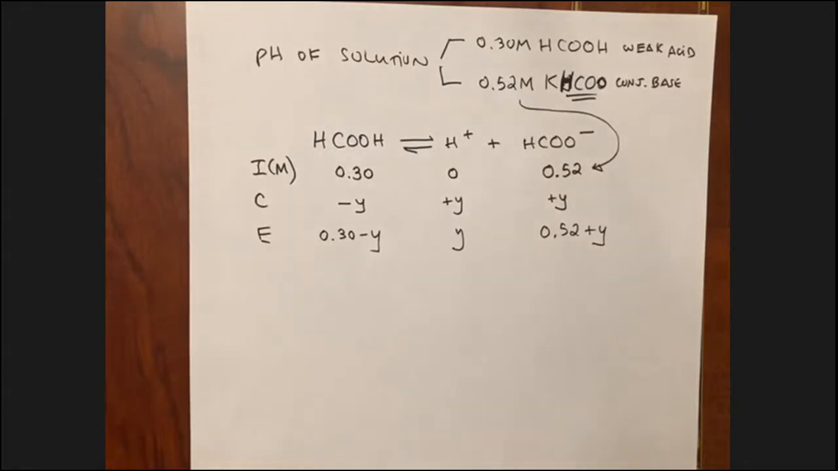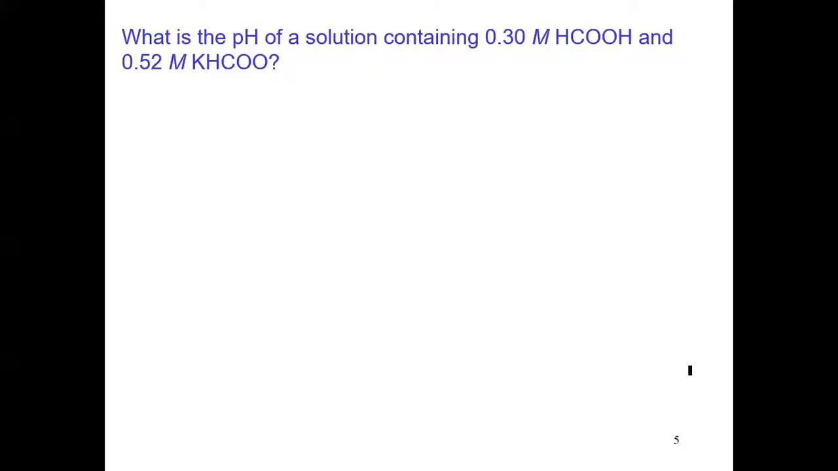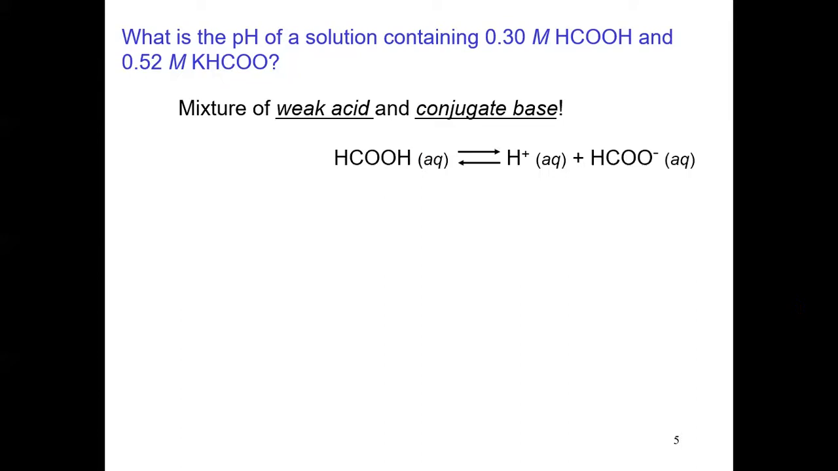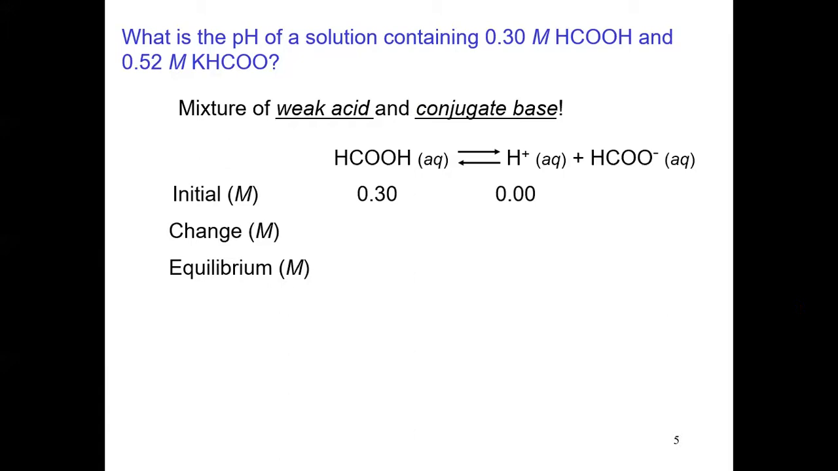So let's go back to our PowerPoint. I'm going to walk us back through that. So we said that when we write out the ice table here, our formate, our conjugate base, starts at 0.52. And then we have our changes. And again, sorry, I borrowed this from somebody else and they use X instead of Y. But there we go.